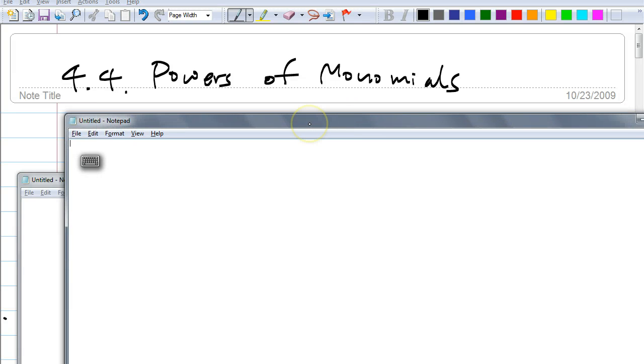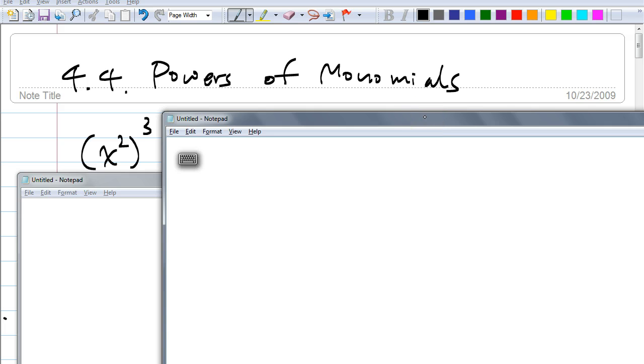So powers of monomials, okay? This is a little bit different than yesterday. Notice what we have here. We have a power to another power, right? Meaning this x to the second is raised to another power. It's the third power. And do you think that we're going to use the same rule as we studied yesterday?